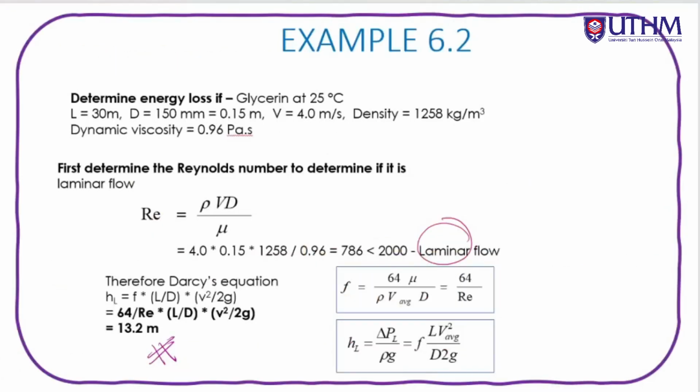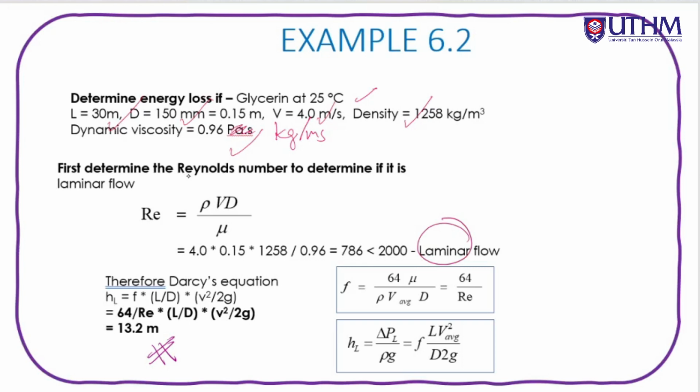Okay, and this is an example of how we determine the head loss. Given glycerin at 25 degrees Celsius, with a pipe length of 30 meters, the diameter of the pipe is 0.15 meter, and then the velocity, the density, and also the dynamic viscosity. For dynamic viscosity, to make it easy we use kilogram per meter second, SI units.